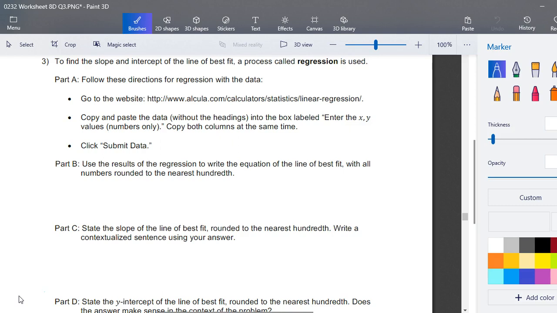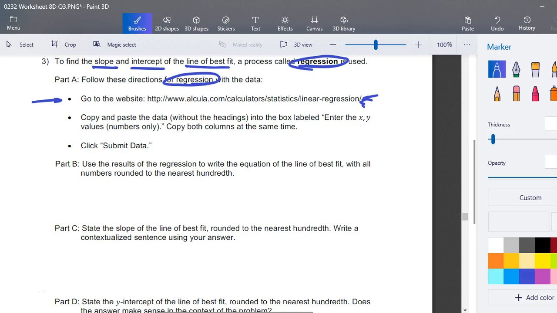On question 3, it says to find the slope and the intercept of the line of best fit, a process called regression is used. Again, another word that you want to add to your vocabulary list. Follow these directions for regression with the data. So go to this website, but if you do a cut and paste, don't get that period at the end of the sentence, don't get that in there, that'll mess you up.